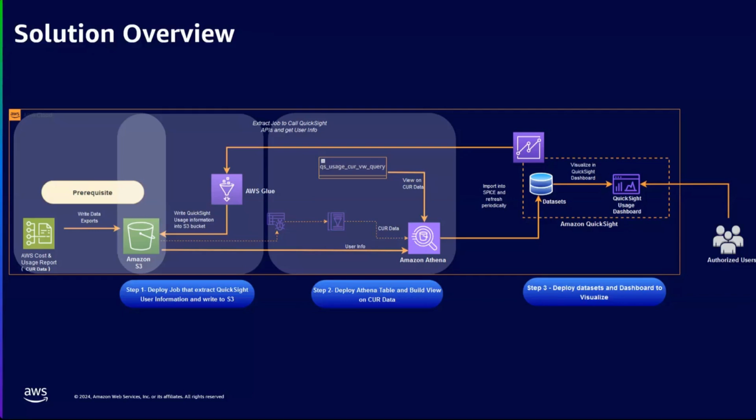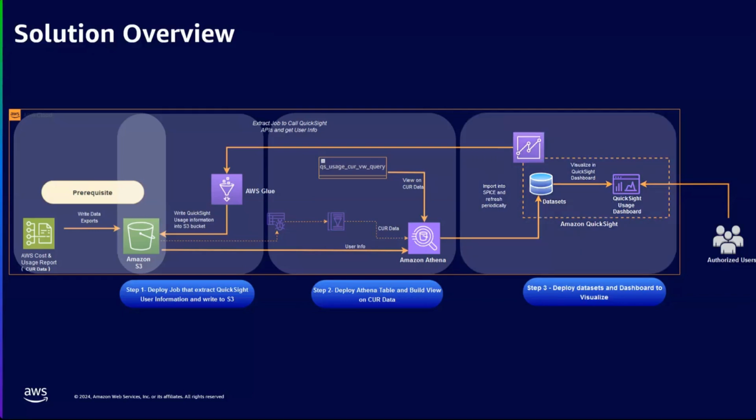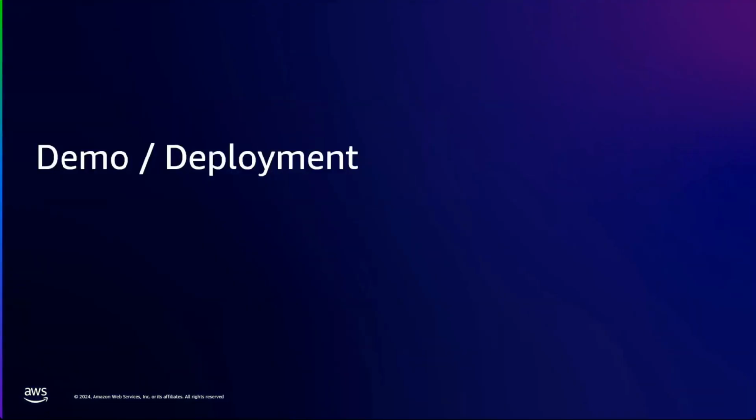Once the Athena table and view get created, finally, we deploy the QuickSight assets, which is basically a data source connecting to Athena, datasets that get created, and finally the dashboard, which will give you the insights into your usage. Once you have that, you can share it with your users within the account, and all the stakeholders can access and see the QuickSight usage patterns and take decisions as needed. With that, I'll switch to a demo.